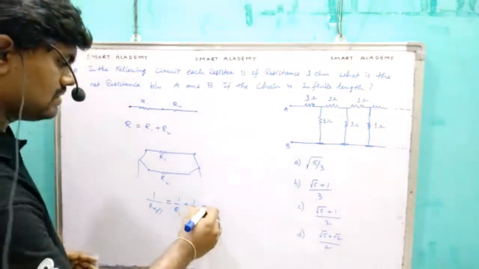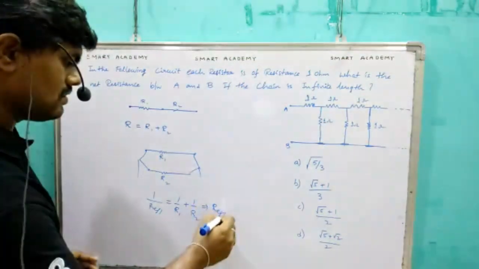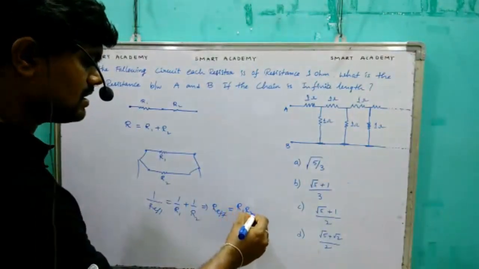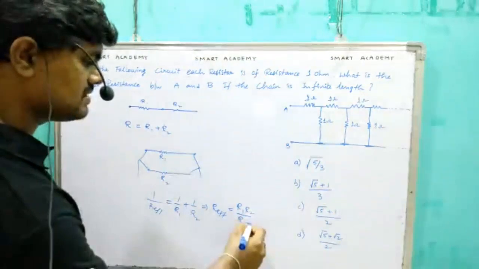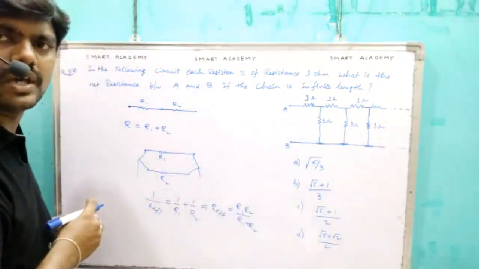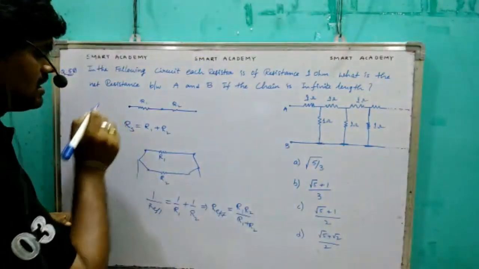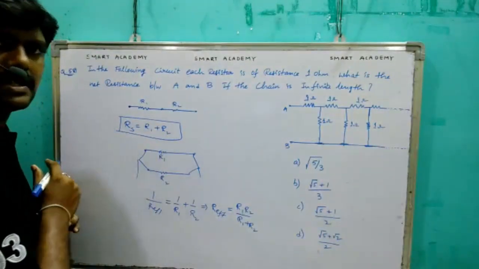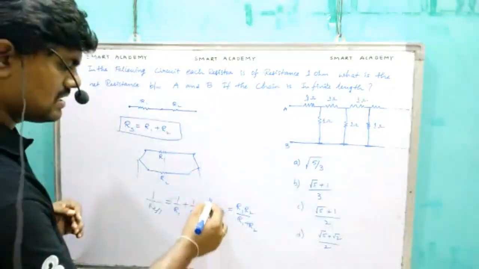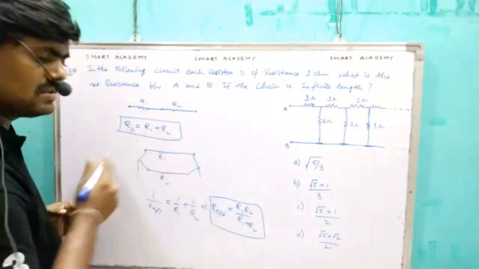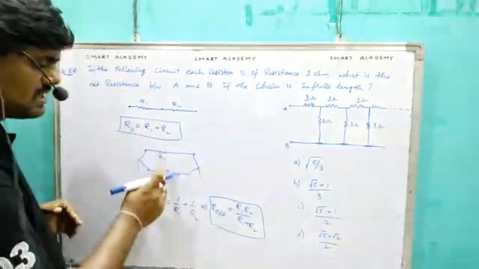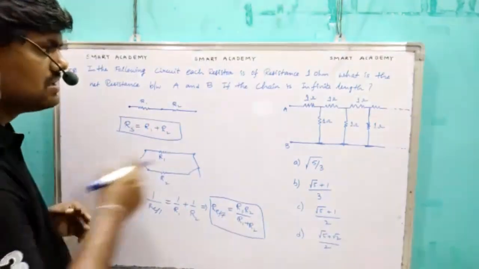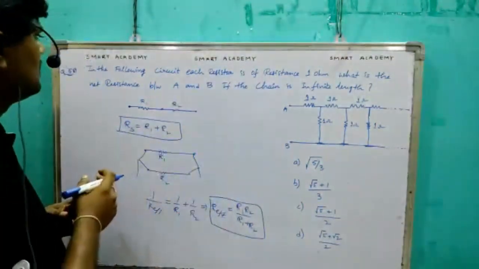When we solve, R effective can be directly written as R1 R2 by R1 plus R2. This is the principle for the effective or resultant resistance when two resistors are connected in series and in parallel. Now we have a problem here.